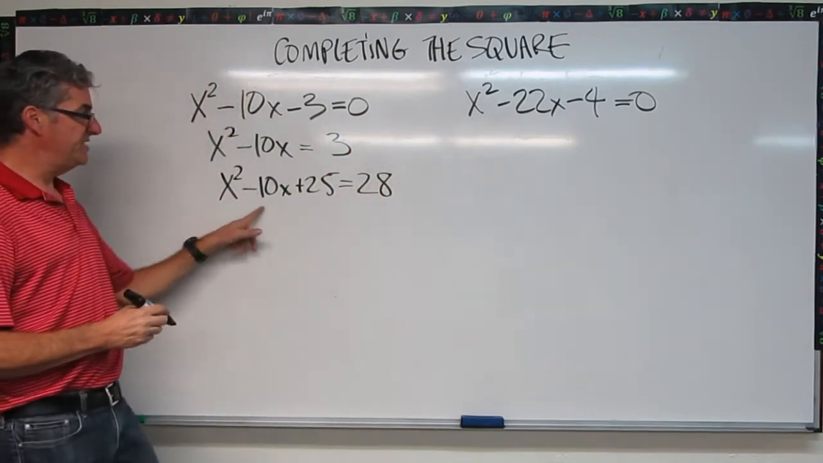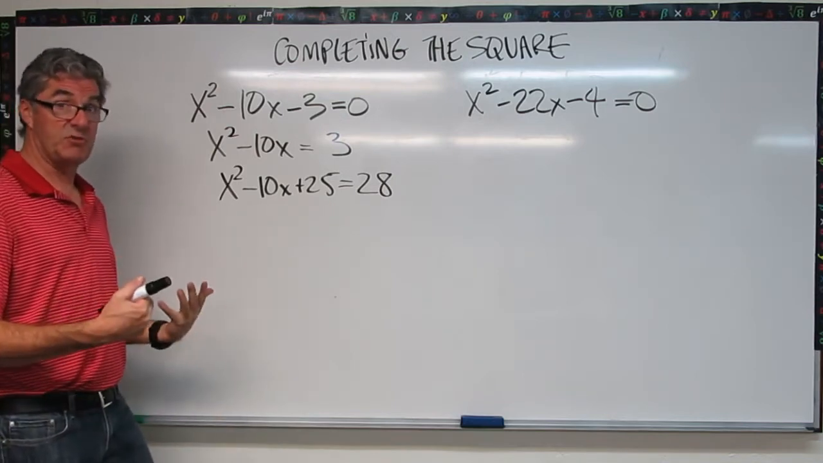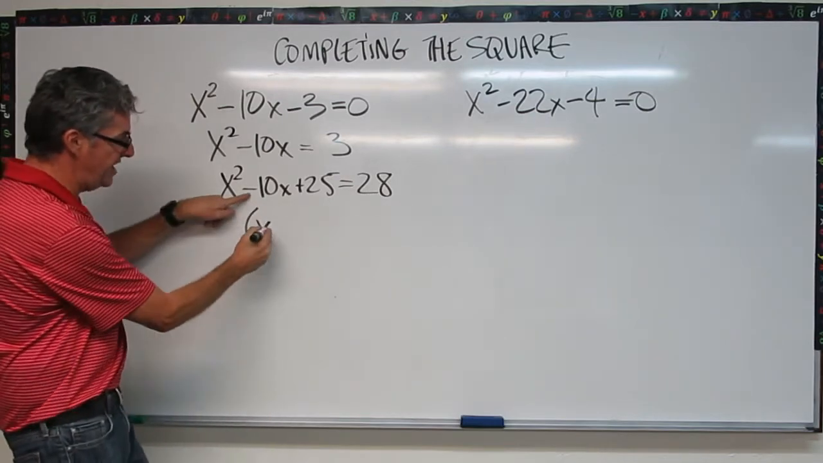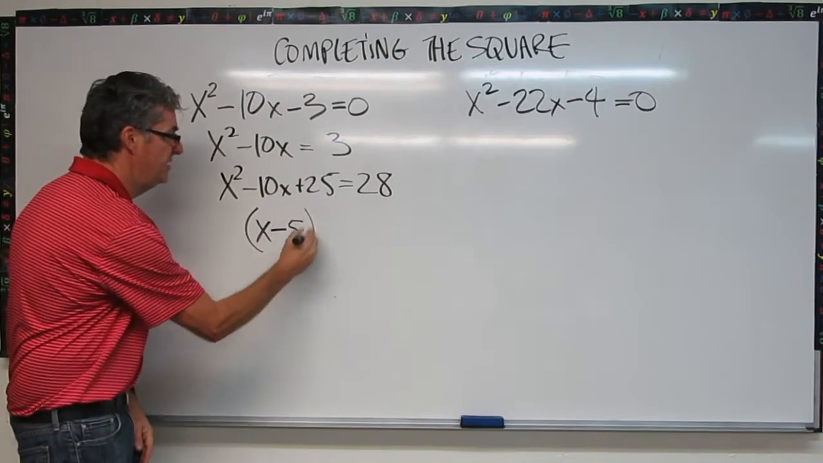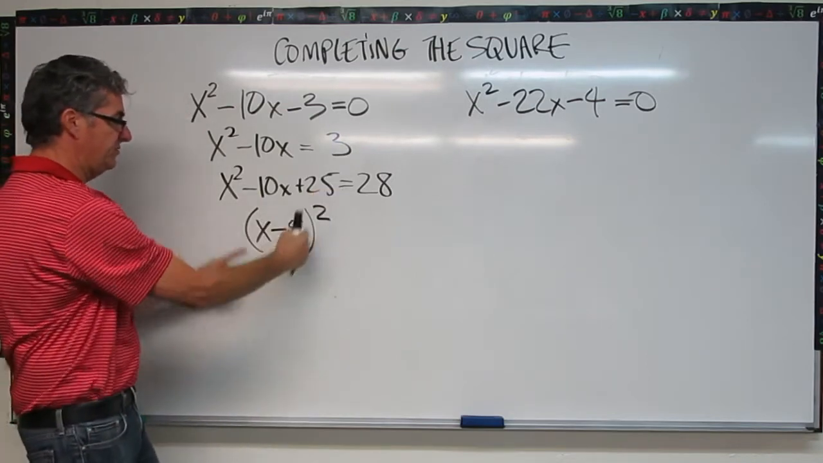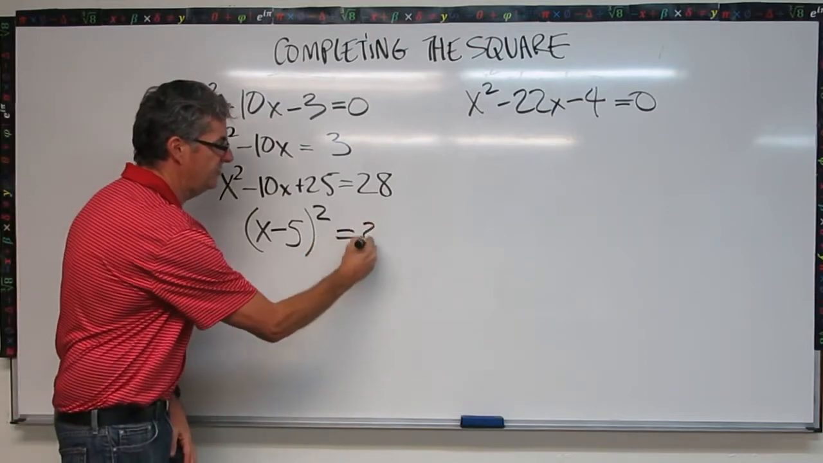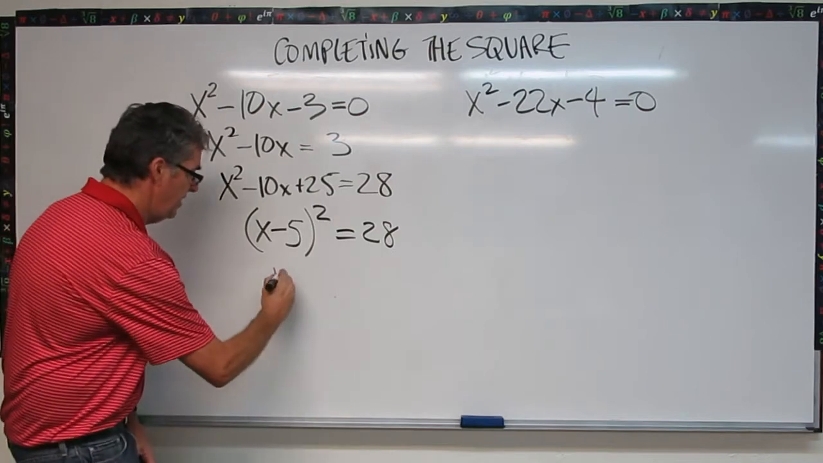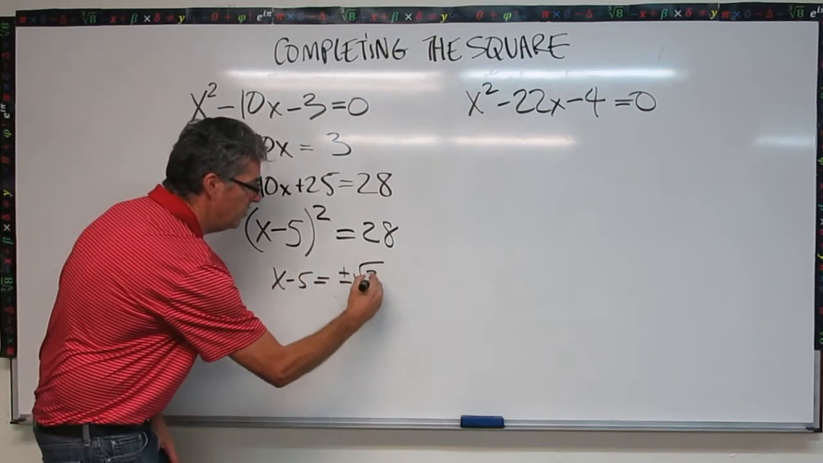Okay? Now this is a perfect square. It is because we did our b over 2 squared thing. So this is always going to be x, whatever that sign is, minus half of that number, 5 squared. So this reduces to that. That's the whole perfect square thing, equals 28. Take the square root of both sides, x minus 5 equals plus minus root 28.